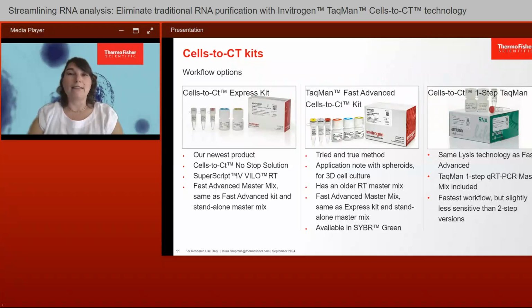And then lastly is the Cells-to-Ct one-step kit. This one is going to be your fastest workflow because you can skip the RT step. It's included in your qPCR reaction. It has the same lysis technology as the Fast Advanced kit, but as I mentioned, includes that one-step master mix. So if you're interested in really speeding up your research, the one-step is probably the best method for you.